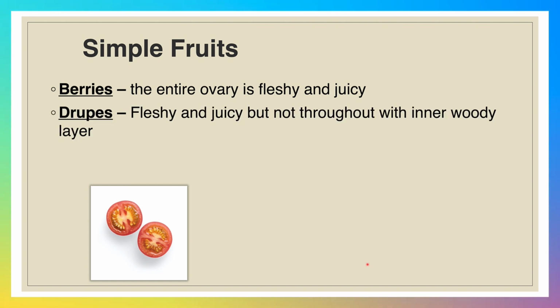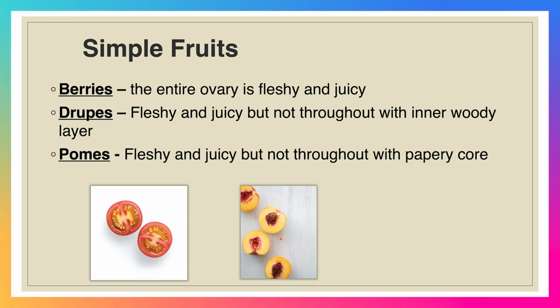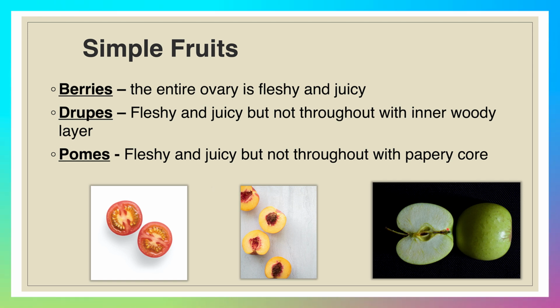A drupe is fleshy and juicy, but not throughout, and there's an inner woody center. An example of that is a peach plant, which has this inner woody part, and inside the woody part is where the seed is. The third is called a pome, P-O-M-E, which is fleshy and juicy, but not throughout. And it has a papery core as opposed to a woody core. And a good example of that is an apple with this papery core. Inside is the seed, and then you have the fleshy or juicy part out here.